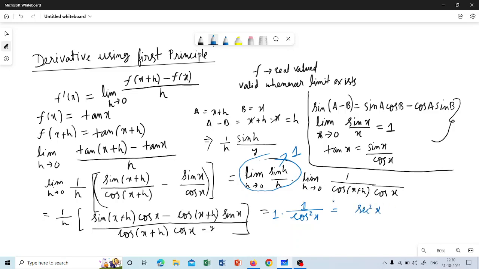So the derivative of tan x is secant square x. We already knew this directly, but this is using the first principle method. We can compute the derivative in this manner. Let me also continue with the product rule of differentiation.